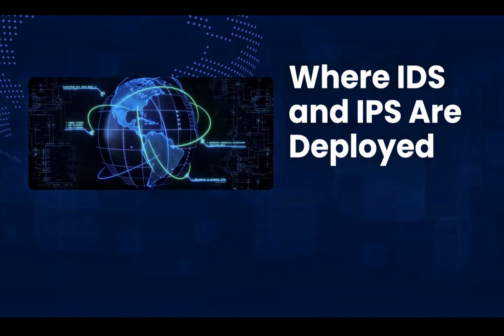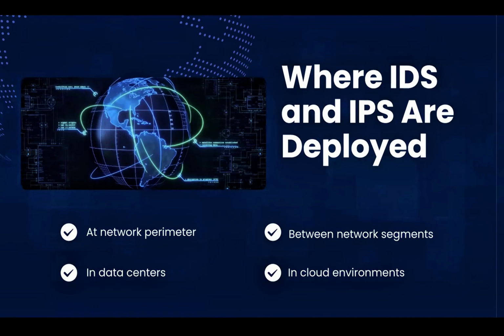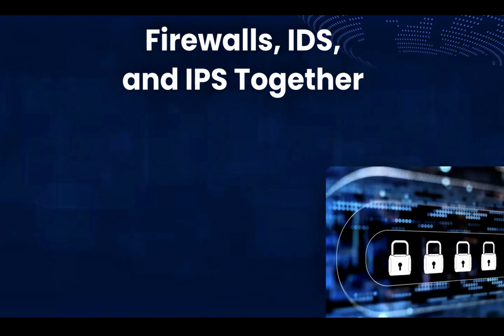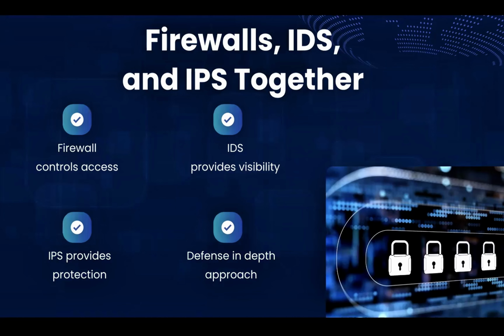Now, where do we deploy IDS and IPS? Deployment or placement depends on risk and architecture. We deploy at the network perimeter. We can deploy between internal network segments. We can deploy inside data centers, and we can deploy across cloud environments. Let's now consider firewalls, IDS, and IPS all together. These three tools work best as a set because firewalls control access, IDS helps provide visibility, and IPS provides protection. Together, the three create defense in depth.